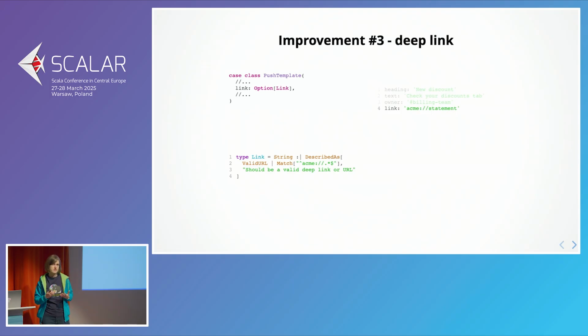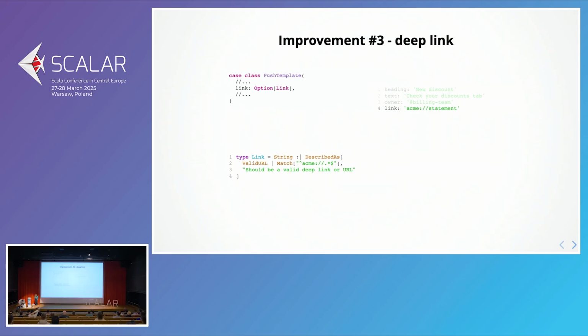The way we can define our own constraint using the built-in things from Iron is we can say that this type is either a valid URL or a string matching this regex with the ACME prefix. So you see here the union types, which are something new in Scala 3, and here you can use it with Iron. So you are saying it's that type or the other type. This way you can provide a little bit more of what you need for your specific project. And then this deep link would validate, and that's good.